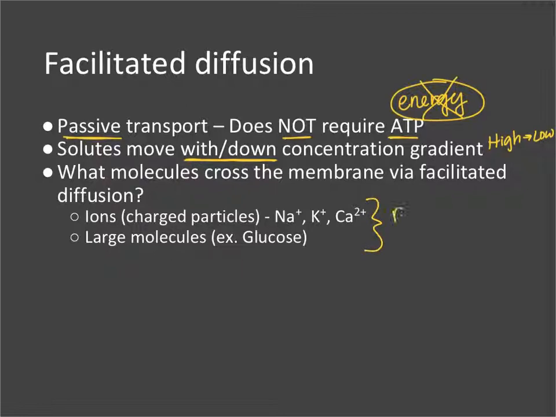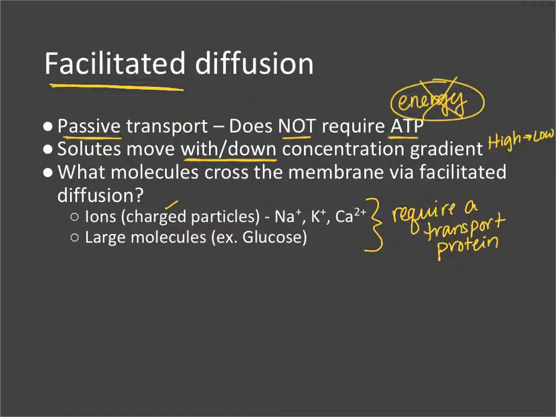Because remember, these are substances that require a transport protein. So things that don't require a transport protein are going to be able to cross the cell membrane by simple diffusion. But things that require a transport protein are going to travel by facilitated diffusion. So these are things like our ions and other charged particles.